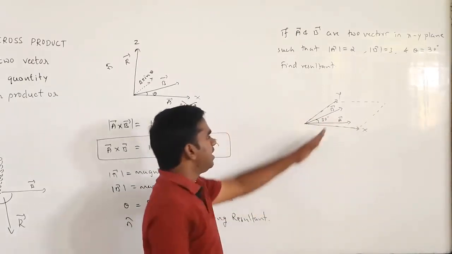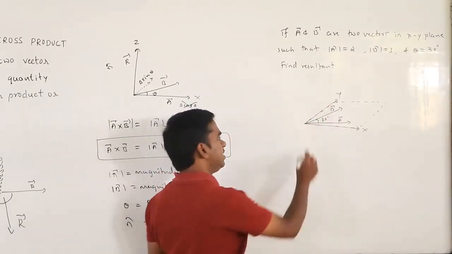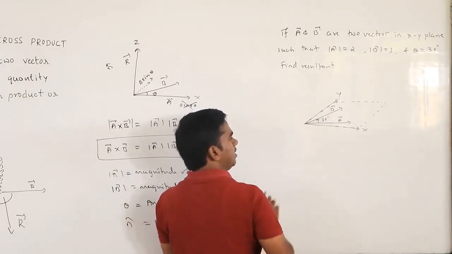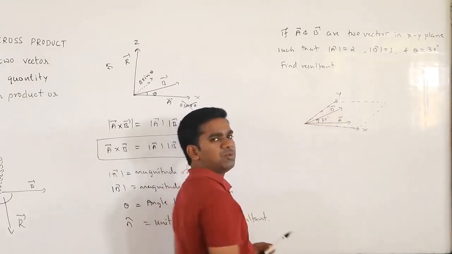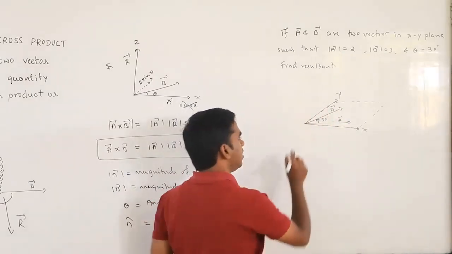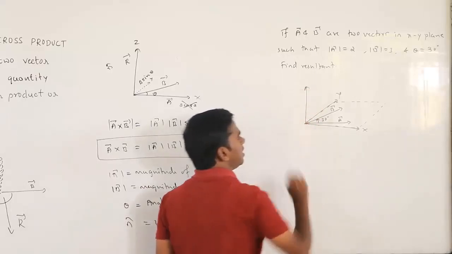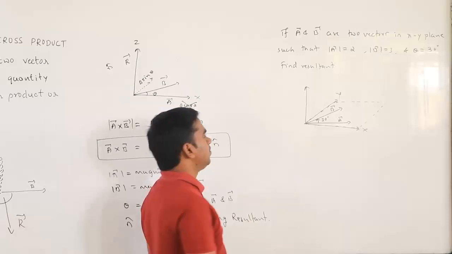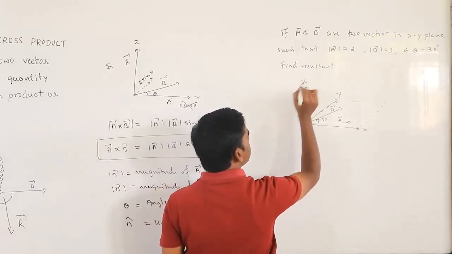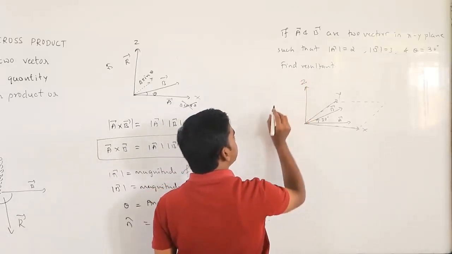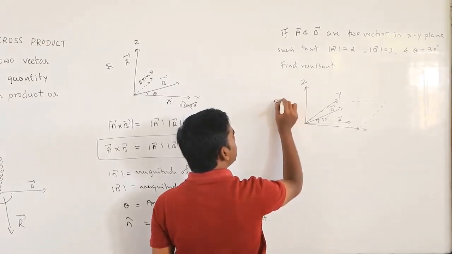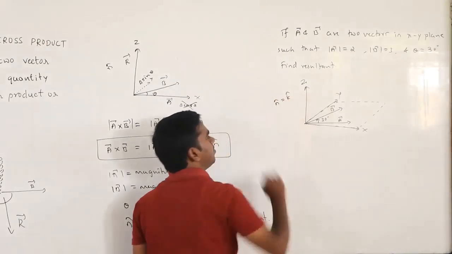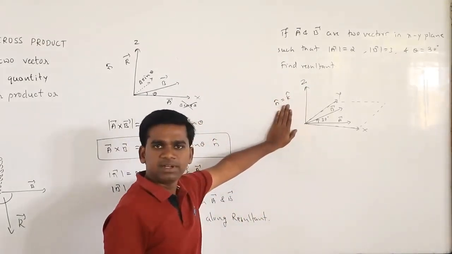Okay, if A and B are here, and it is moving from A to B, where will the resultant be? The resultant will be perpendicular to these two. So it is along the Z axis, along Z cap. So your n cap is nothing but your k cap.